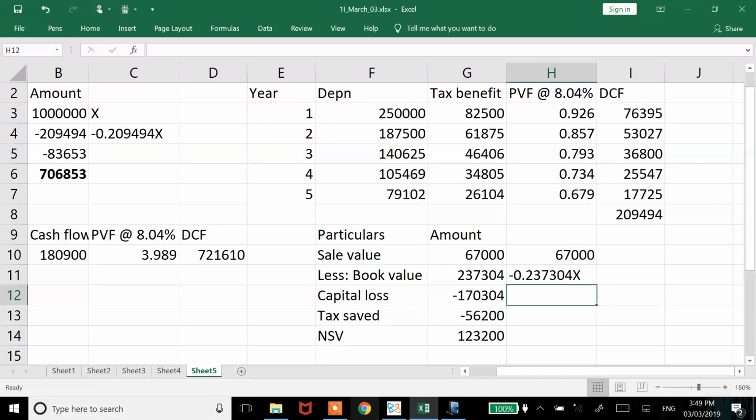Similarly, if the cost is X, then book value would be 0.237304x. Any doubts on this? Next, present value of loan option is computed below.